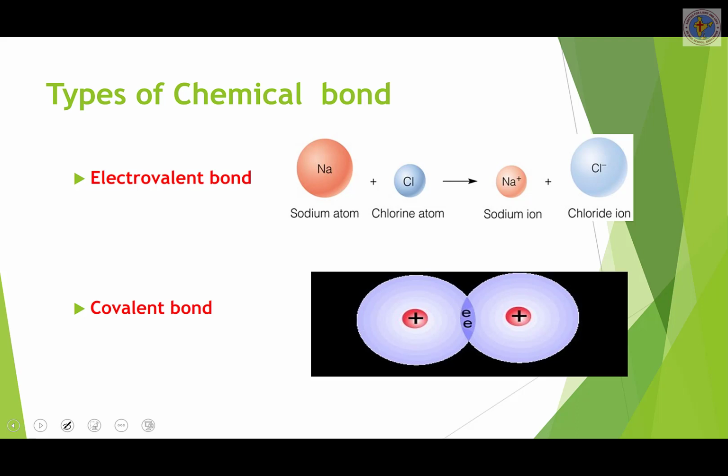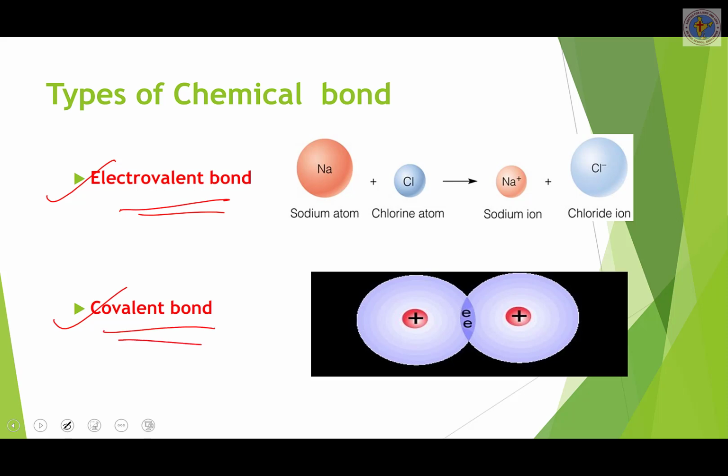Now let us learn about the types of chemical bond. Children, we know very well that we have two types, that is electrovalent bond and covalent bond. Electrovalent bond is formed because of the donating or accepting of the electrons. Yes or no? Mainly the electrons which are present in the outermost shell. And why does this happen? Because in order to attain the stable electronic configuration.